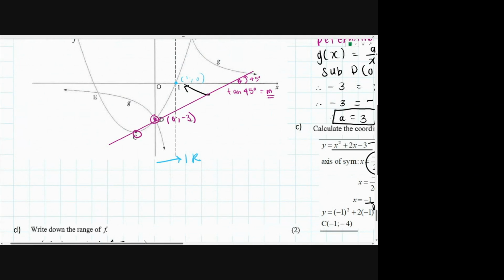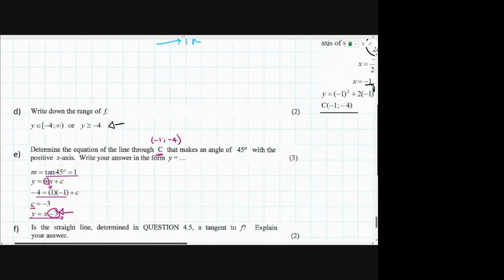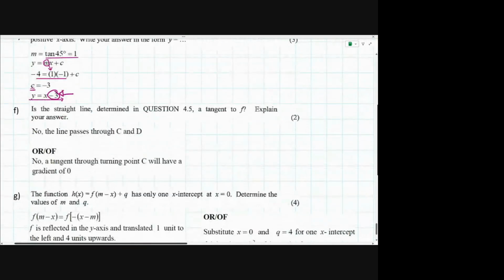A tangent can only touch once, generally externally to your curve. And so unfortunately, in this case, it would not be a tangent.